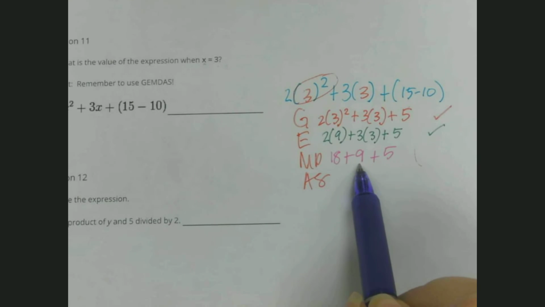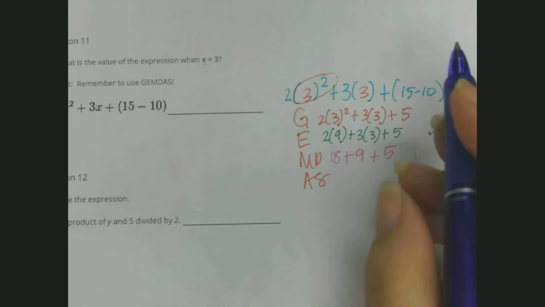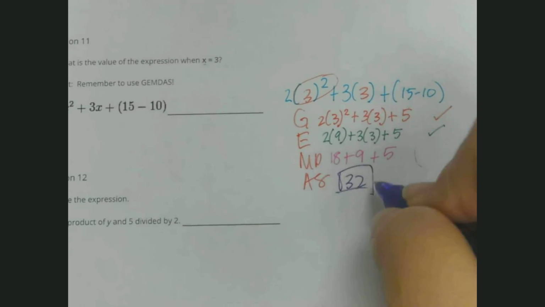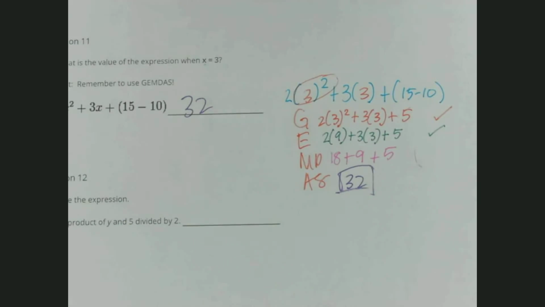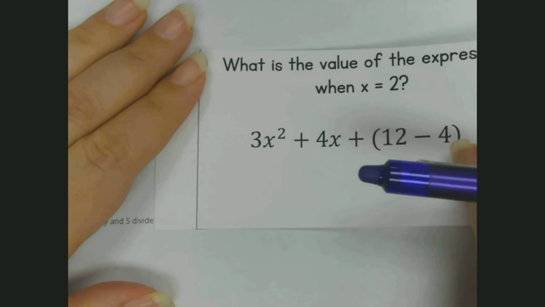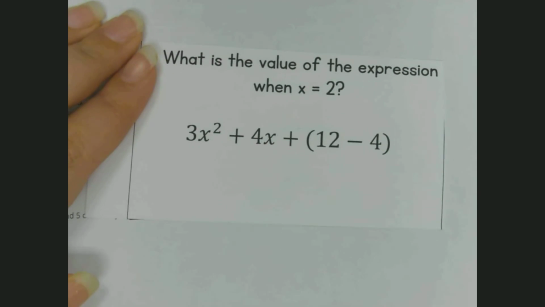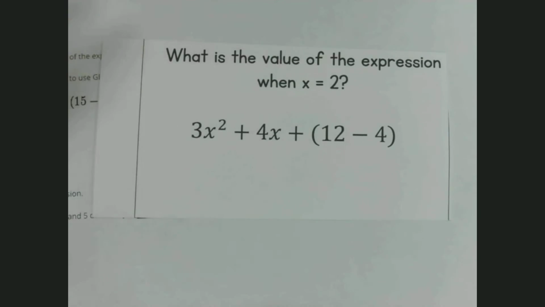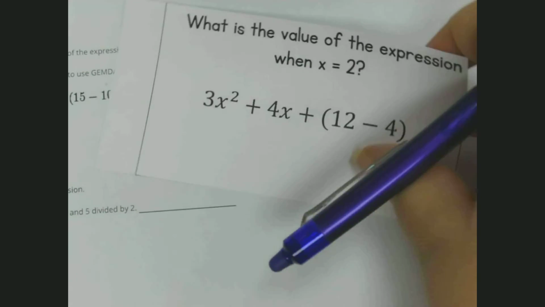So 18 plus 9, that is 27. And 27 plus 5 is 32. So you should get 32 on that one. Now if you missed that, I need you to do, let's see if I can find it, this one right here. Same type of problem. Plug it in, solve, you make sure you use GEMDAS.